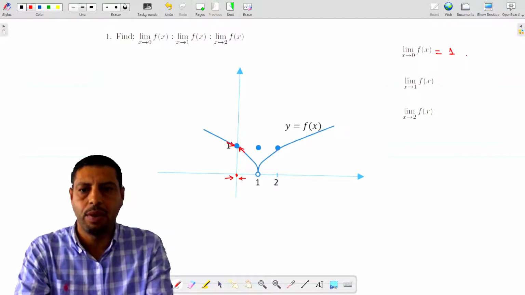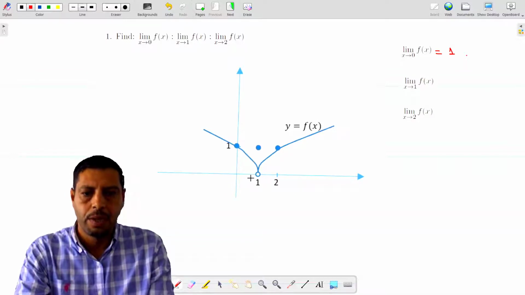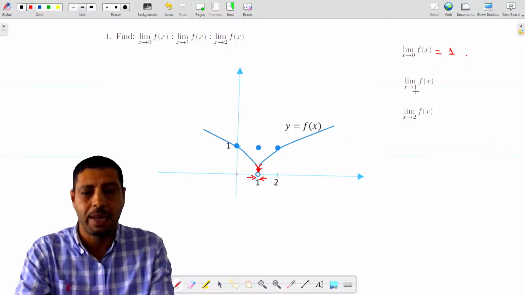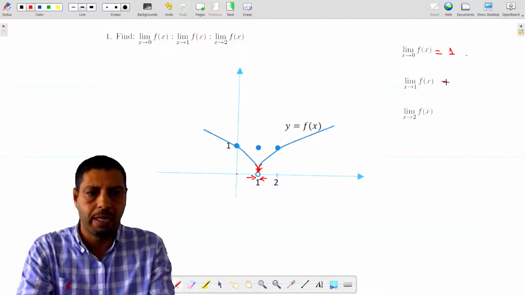Now move to the second one. When x approaches 1, here you again approach from the left and from the right. If you look at the graph, it goes to the common point here, which has a y coordinate equal to 0, because a limit is always a y coordinate. It's the output of the function. So here the limit at 1 is 0.